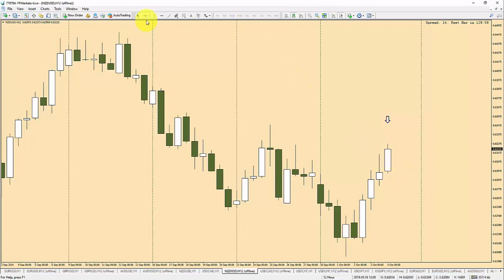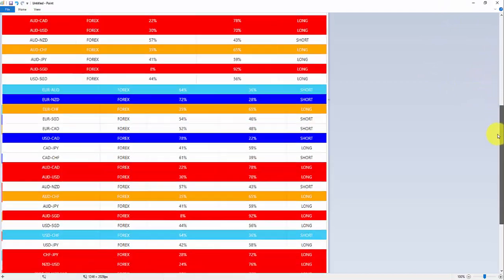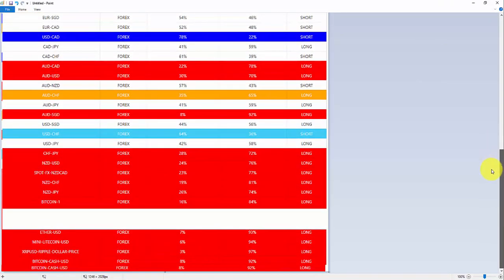So the question now becomes, are we going to break this level here, which is the top of that recent high? My suspicion is that the open position ratios are so trendy, and I'll show you what I mean by that. Here you can see the open position ratio is 76% long.